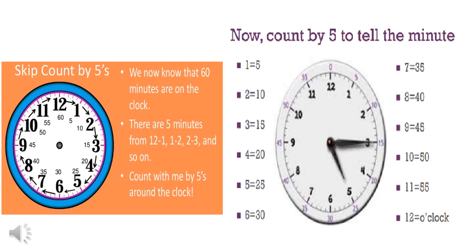1 means 5, 2 means 10, 3 means 15, 4 means 20, 5 means 25, 6 means 30 and it is also called half past. 7 means 35, 8 means 40, 9 means 45, 10 means 50, 11 means 55 and 12 means o'clock, means our 1 hour has been passed.